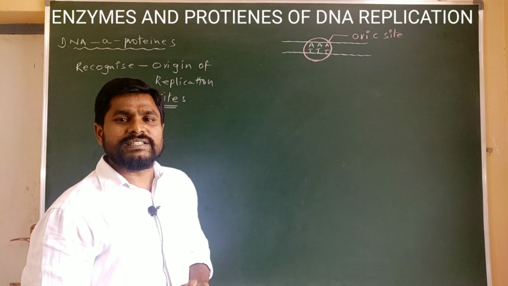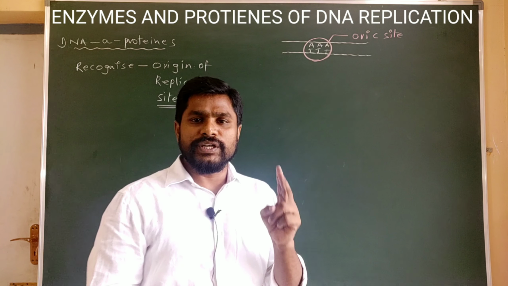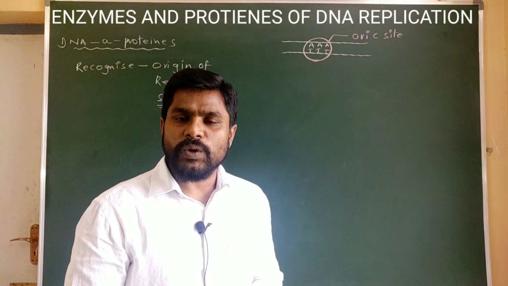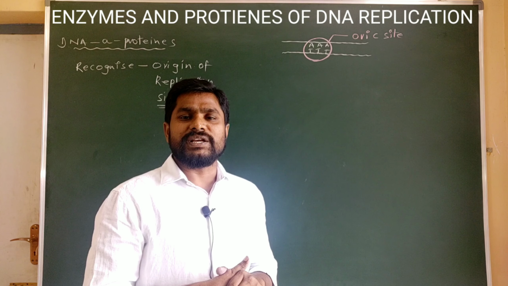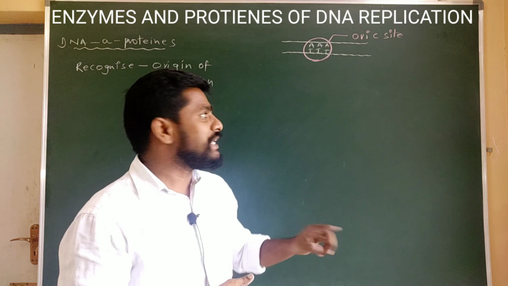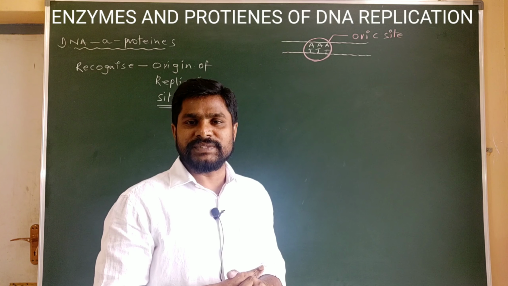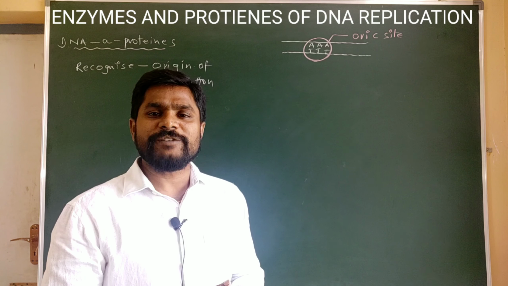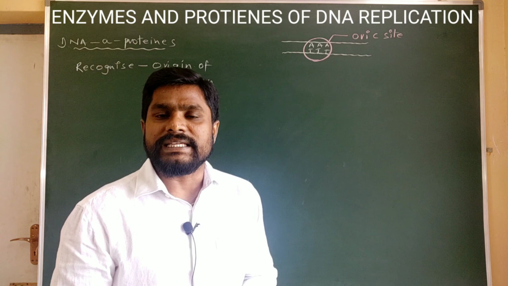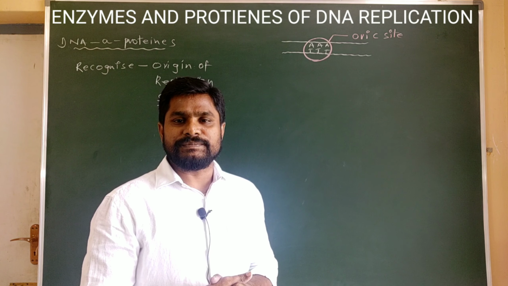The reason is the AT base pair consists of only 2 hydrogen bonds, so it becomes very easy to unwind the DNA molecule by cleaving this smaller number of hydrogen bonds during the process of initiation of replication. Because of this reason, the origin of replication sites generally consist mostly of AT base pairs.